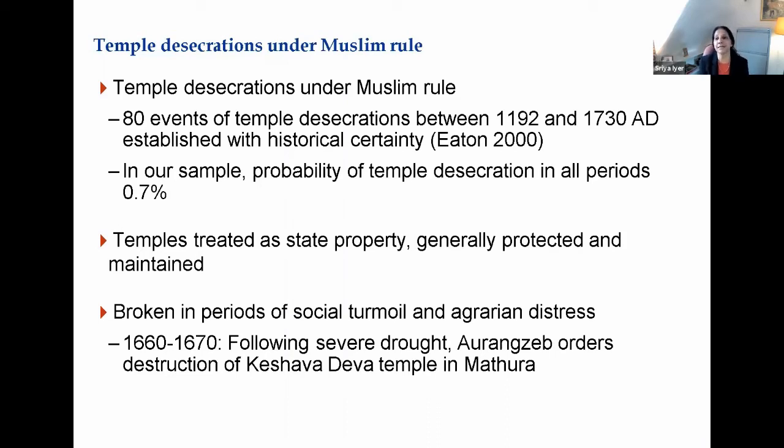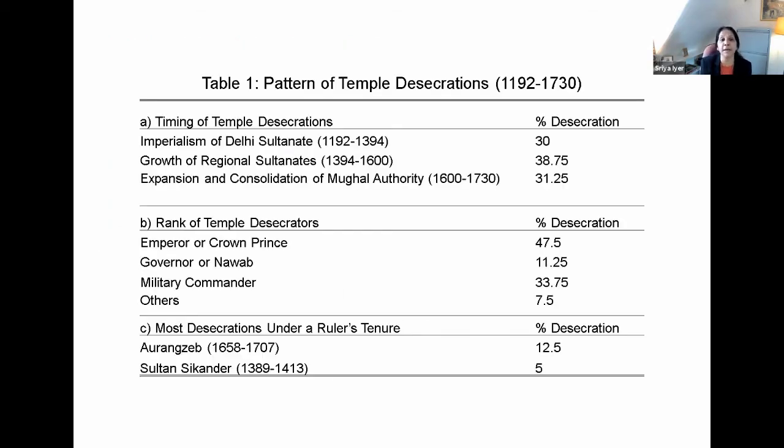Temples in general, as I said, are treated as state property. They're generally protected and they're maintained, but this is broken in periods of social turmoil and agrarian distress. So between 1660 and 1670, following a severe period of drought, Aurangzeb orders the destruction, for example, of the Keshavdeva temple in Mathura.